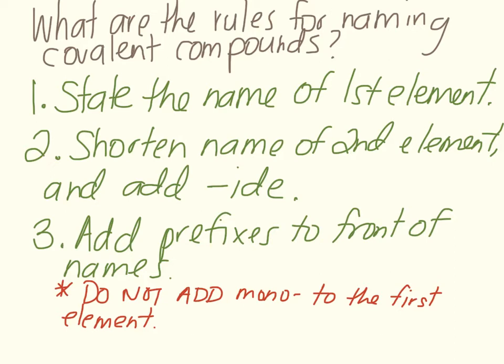Now the thing that makes covalent compounds unique are the prefixes. Prefixes are pieces that go on the front of the names. The prefixes are going to correspond to how many of each element there are. The only little note you need to make is that we do not add the mono prefix to the very first element. You're only able to add the mono prefix to the second element.